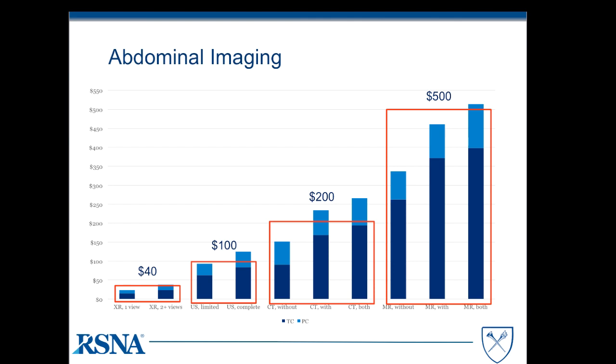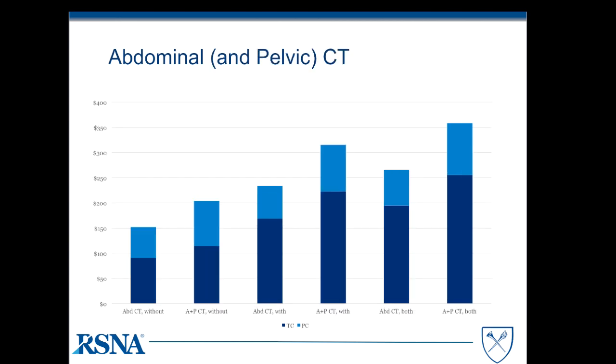Well, we jump up quite a bit again here, $500. Each time you go from one step to another, you roughly double the relative price. There are different codes for CT of just the abdomen and CT of both the abdomen and pelvis, as I've already mentioned to you. Let's take another moment to talk about that.